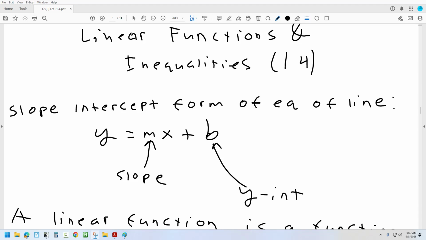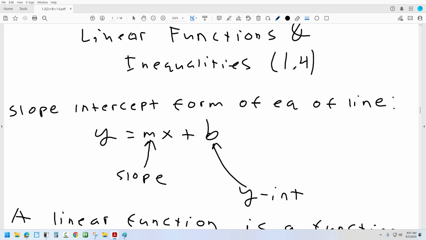All right, so today we're going to look at 1.4. And 1.4 is on linear functions. So we're talking about graphing functions in y equals mx plus b format. When you're graphing a line in y equals mx plus b, the m and the b have a special meaning. The m is the slope, and the b is the y-intercept.